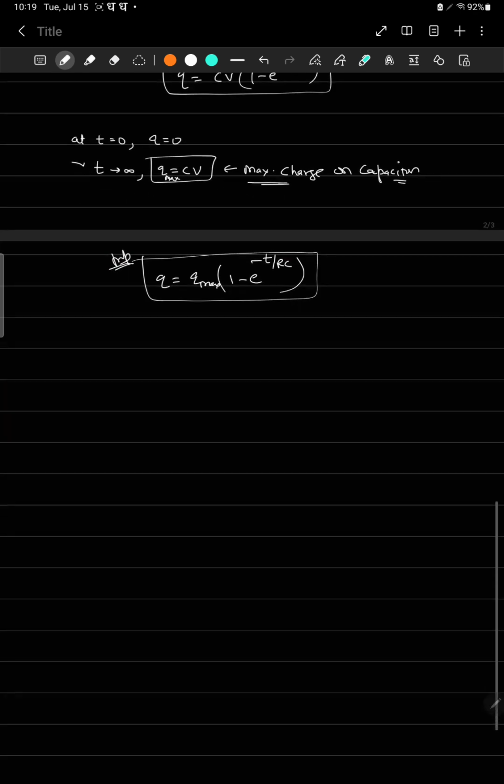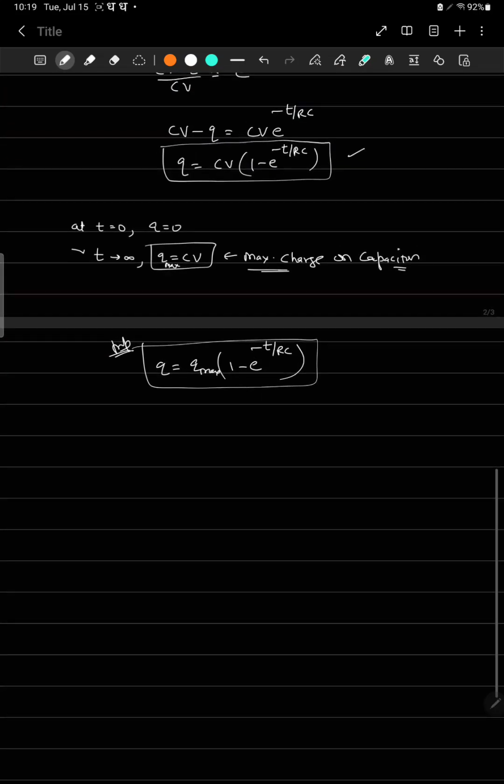When the capacitor is charging, the charge comes out to be this one. If you draw a graph of Q versus time, at t equal to 0 it is 0 and it increases exponentially, and here it is CV. Clear? Just remember this graph.